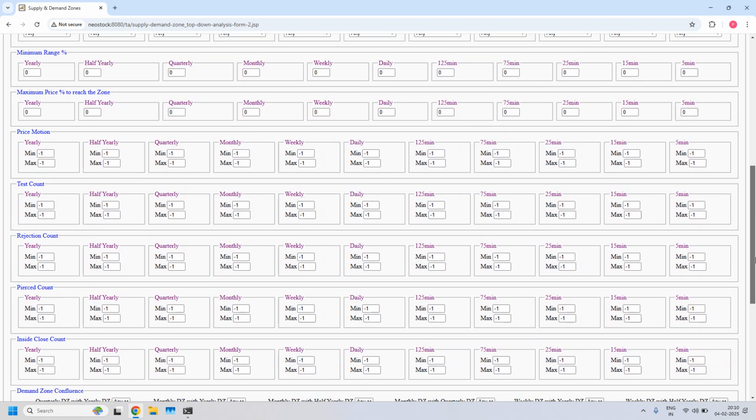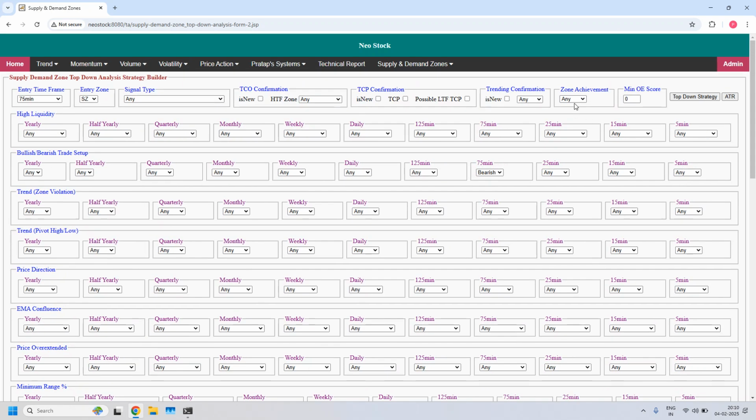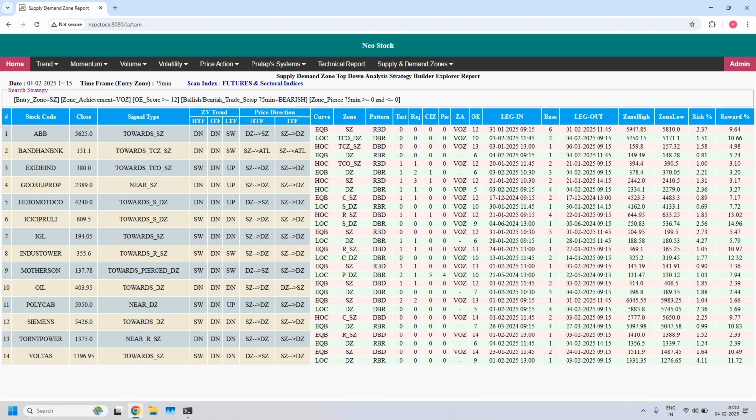First filter, 75 minutes supply zone should not be pierced, so in pierced count at 75 minutes time frame, I am setting minimum value 0, maximum value 0. Zone achievement VOZ, minimum order enhancer score 12. Let's filter. We got 14 stocks.